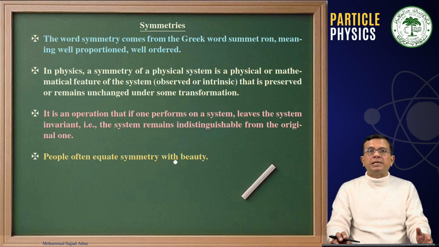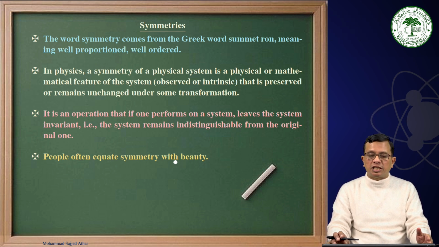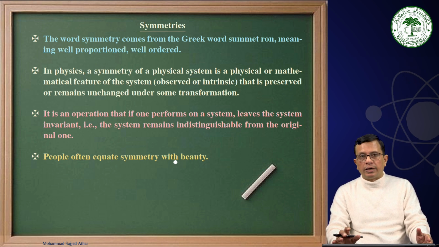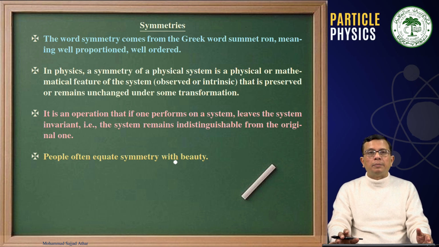Now, from where has this word symmetry come? This word has come from the Greek word symmetron, meaning well proportioned, well ordered. In physics, a symmetry of a physical system is a physical or mathematical feature of the system, either observed or an intrinsic property of the system, that is preserved or remains unchanged under some transformation. It is an operation that, if one performs it on a system, leaves the system invariant.